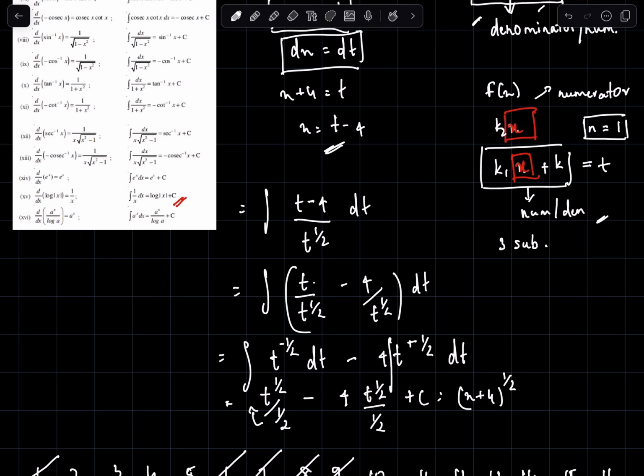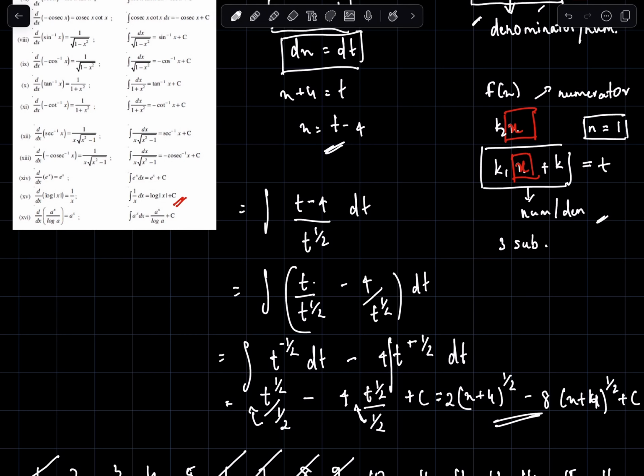Now if you bring this up, of course, it becomes 2, right, minus 4 times, now if I bring this up again it inverts, times 2, which is 8, right? Because if this comes up, this becomes 4 times 2, which is 8, times x plus 4 to the power half plus c. Okay, so this is your answer.